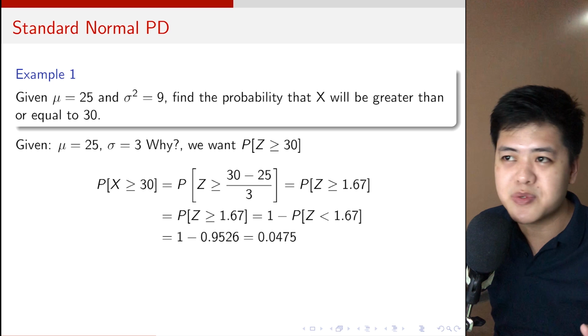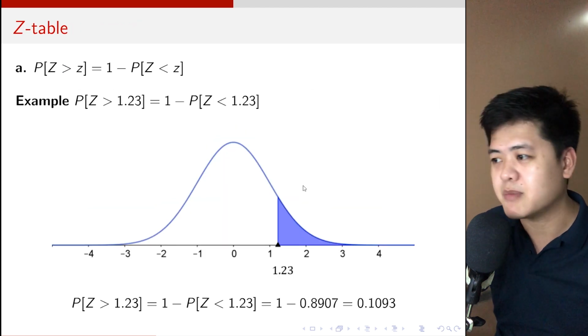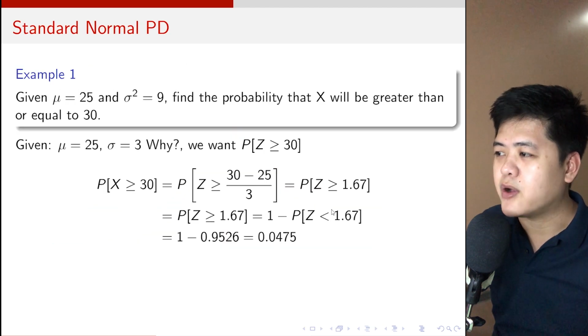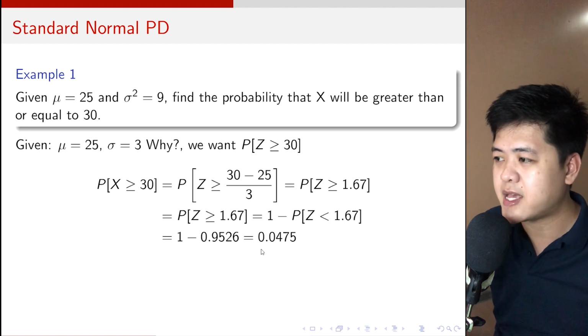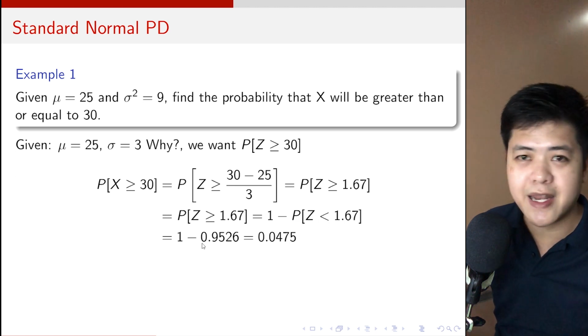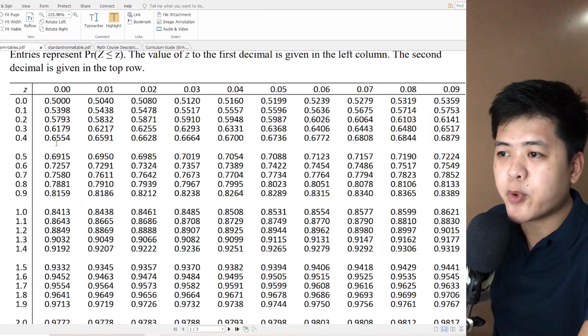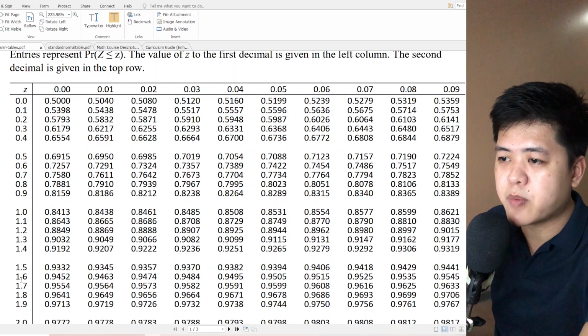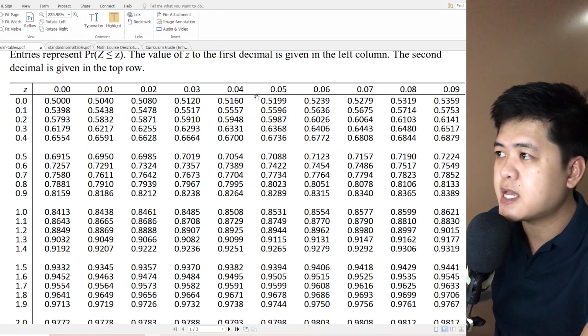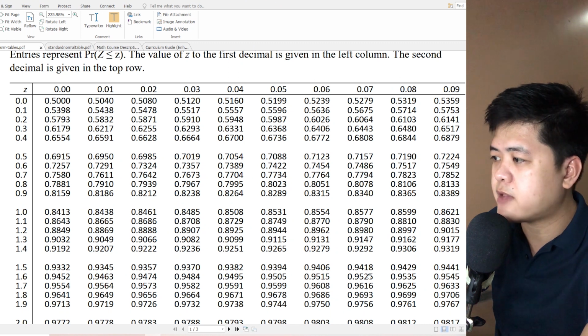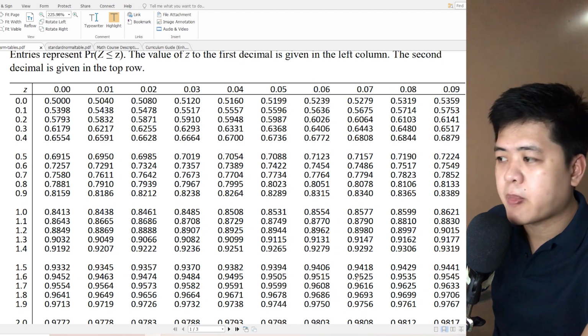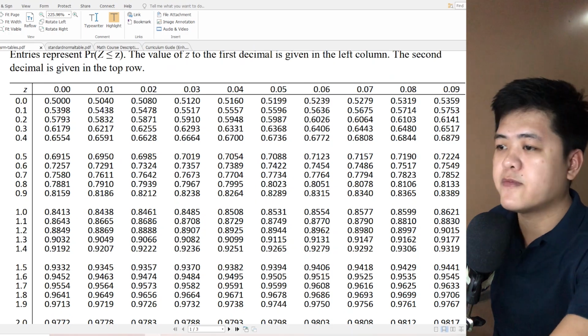Greater than to, so we'll be using case number 1. In this case, all you have to do is subtract the value of z less than 1.67, and the answer is, let's check if it is 0.9526. Remember 1.67, all we have to do is look at 1.6 here, and then 7. So 1.6 and 7 is 0.9525.